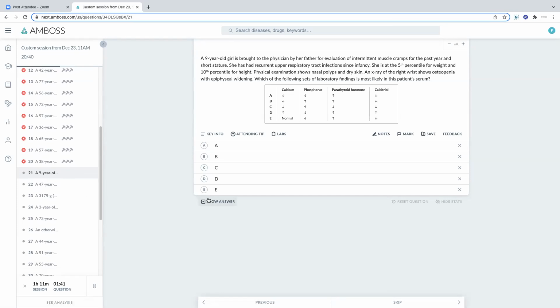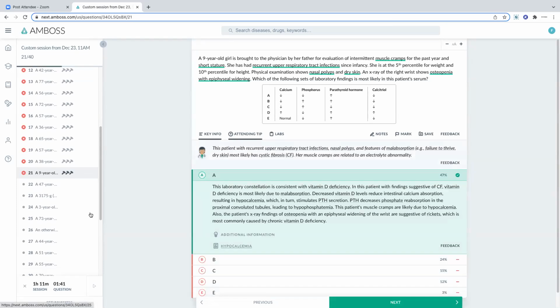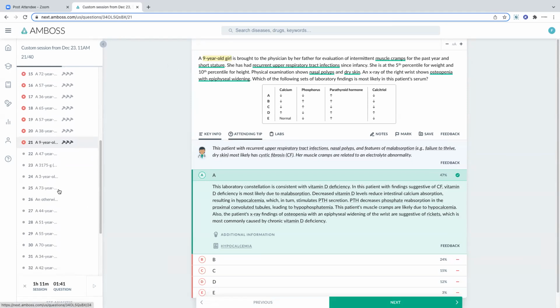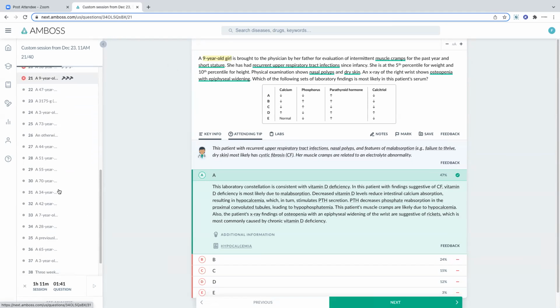Which one did you guys choose? Very good. Okay, patient has cystic fibrosis. As a result, what happens? If someone has nasal polyps and dry skin, then that's an indication of cystic fibrosis, more or less, especially in a young girl. So do they also have decreased pancreatic enzyme release? The answer is yes. Can vitamin D be absorbed? The answer is no. Will calcium be low? The answer is yes. Okay, so A is the correct answer.